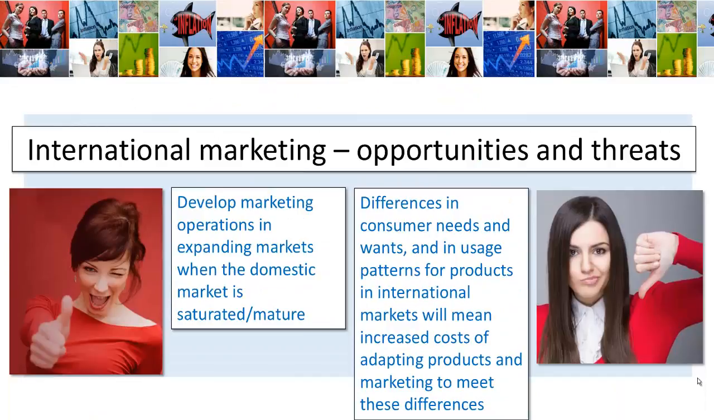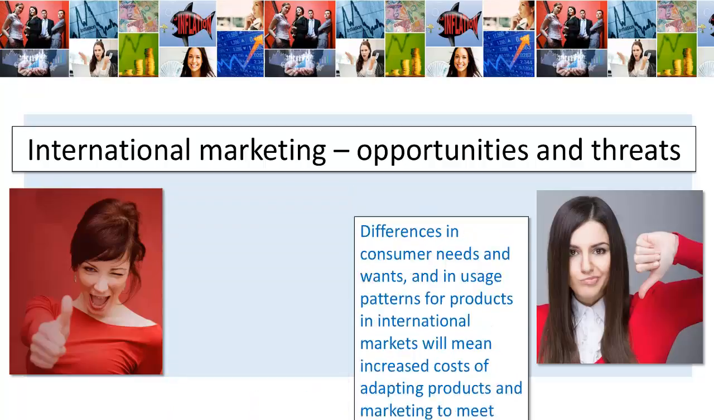Right, opportunities and threats for international marketing. On the plus side, you develop marketing operations and expanding markets when the domestic market is saturated or mature, going back to our product life cycle. On the other hand, differences in consumer needs and wants and in usage patterns for products in international markets are going to mean increased cost of adapting products and marketing to meet these differences.